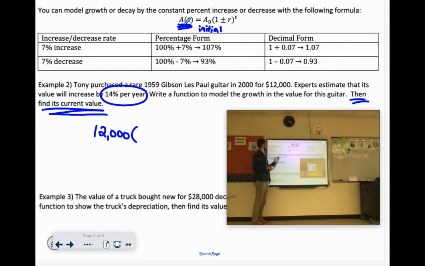This is showing a 14% increase. So we're going to do 1 plus 0.14, right? That's the 14%. And it's to the t exponent, right? t is the number of years. We're just writing the general formula here. Now 1 plus 0.14 is 1.14.